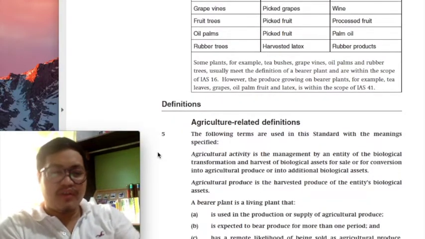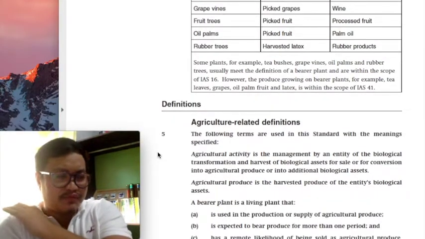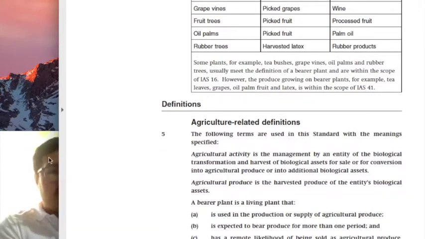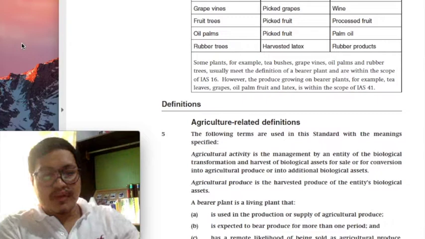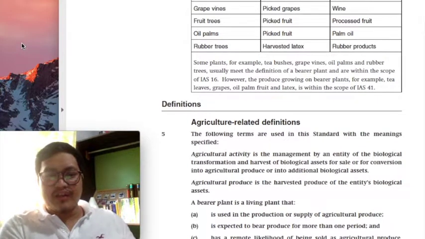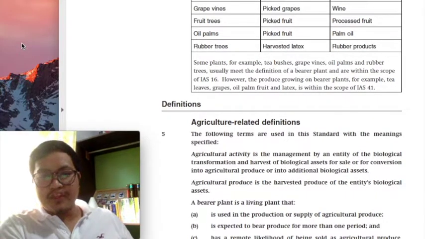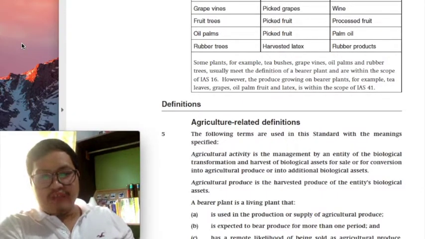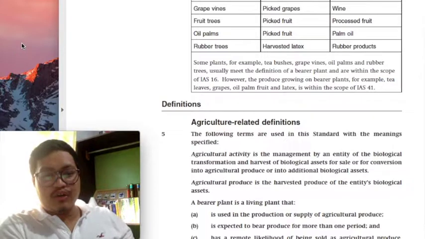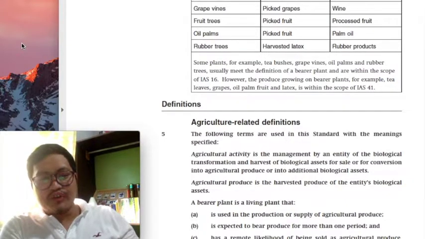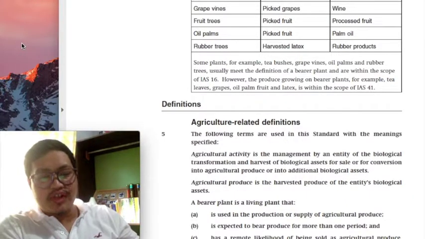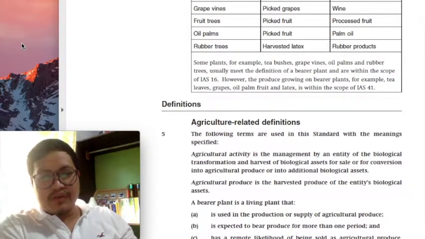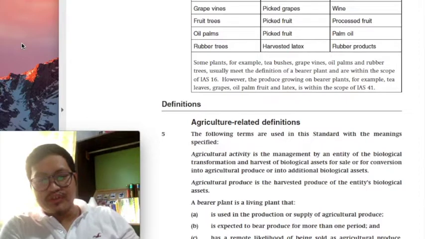Now, the definitions, class. Considering that PAS 41 is very short, a lot of questions on PAS 41 would come from the definition of terms. So please be familiar with agricultural activity, class. It is the management by an entity of the biological transformation and harvest of biological assets for sale or for conversion into agricultural produce or into additional biological assets. Agricultural produce are those harvested produce of the entity's biological assets.